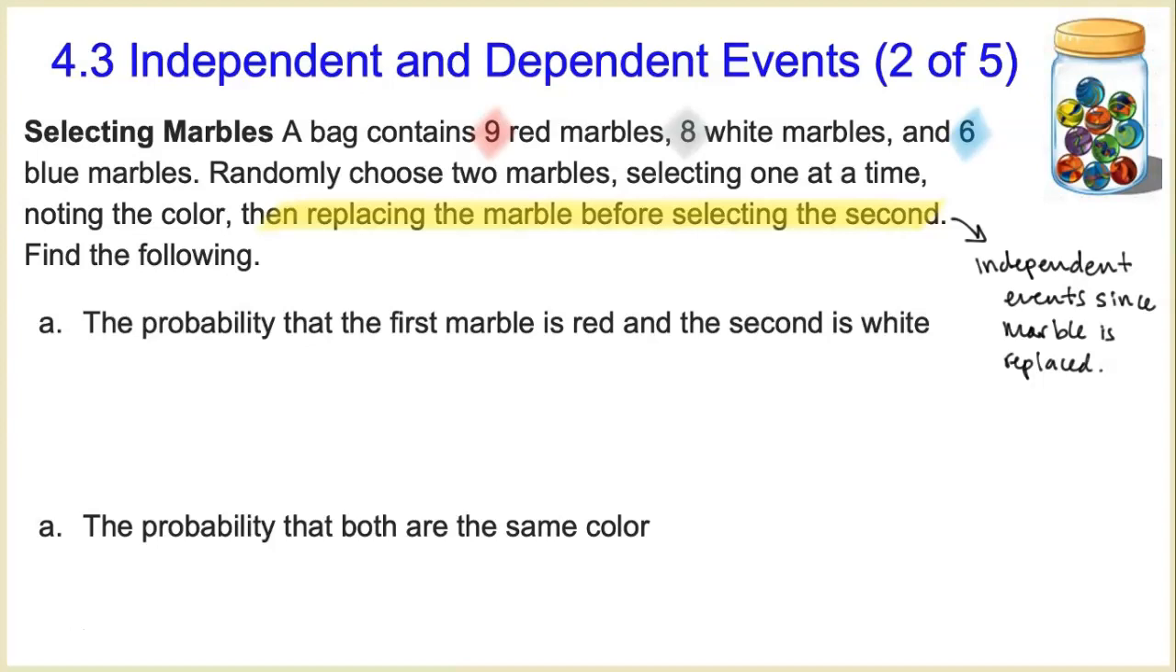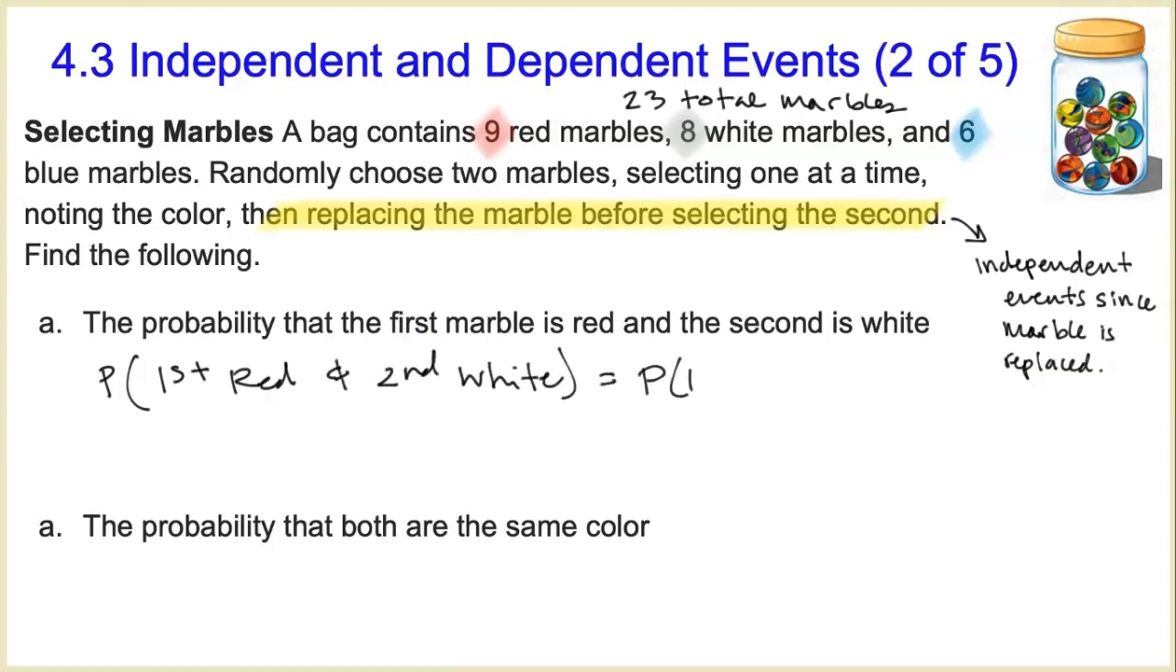So what is our sample space? We have 9 red, 8 white, and 6 blue, so there's 23 total marbles. And then we can look at the probability. For part A, we want the probability that the first marble is red and the second one is white. So we write our statement: first red and second white.